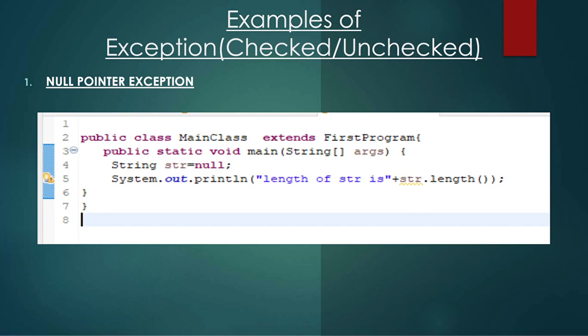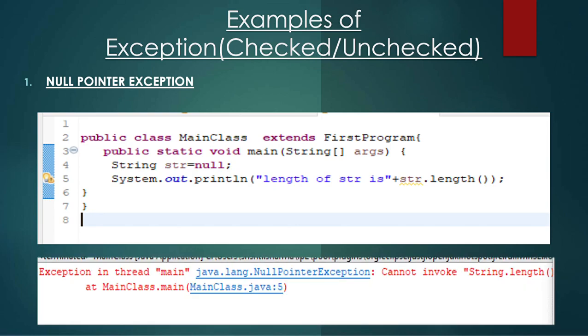Our string is null. So when the program comes to this string and calls the length method, it will see that the string is null. That's why the output of this program will be: Exception in thread main java.lang.NullPointerException, cannot invoke String.length at Main class line 5. The exception will be thrown, and this is a runtime exception. This is an unchecked exception.